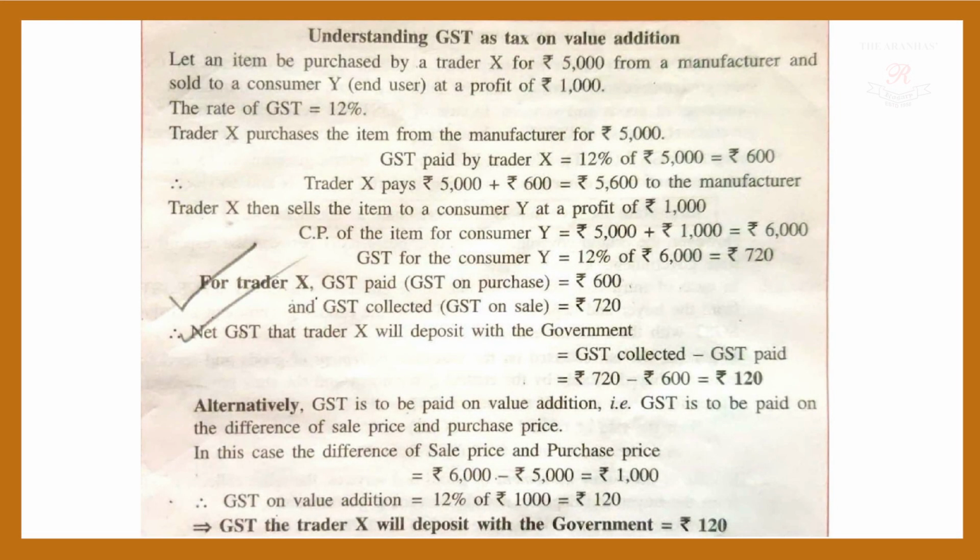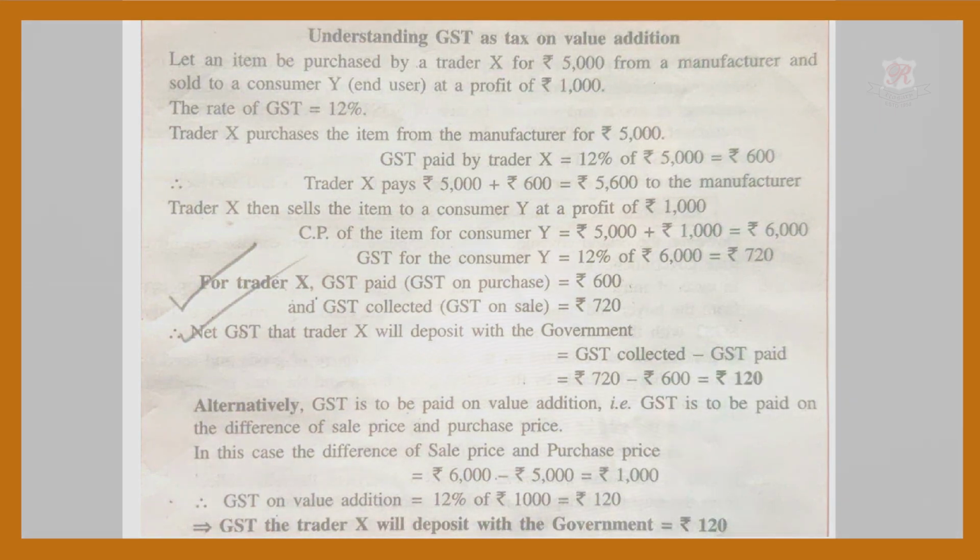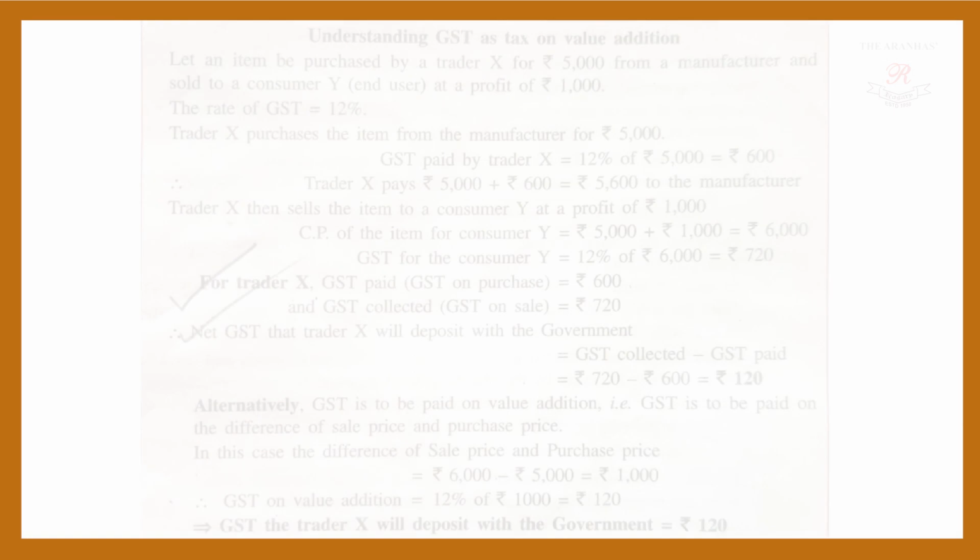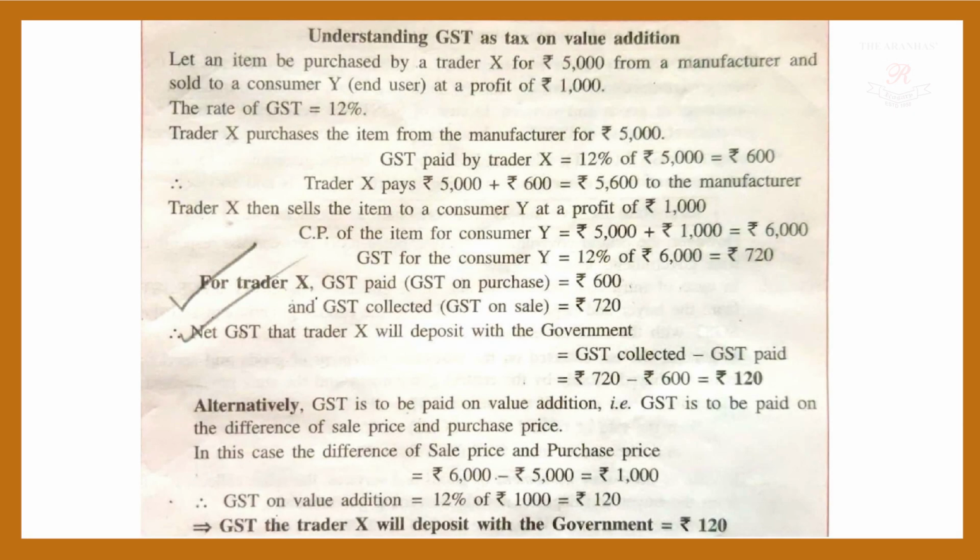Now here alternatively, GST is to be paid on value addition. So GST is to be paid on the difference of sale price and purchase price. So we can do it another way: sale price minus purchase price, that is 6,000 minus 5,000 will give 1,000, and you can calculate 12% on it, that will land up to 120 rupees. That will be the GST the trader X will deposit to the government, rupees 120.